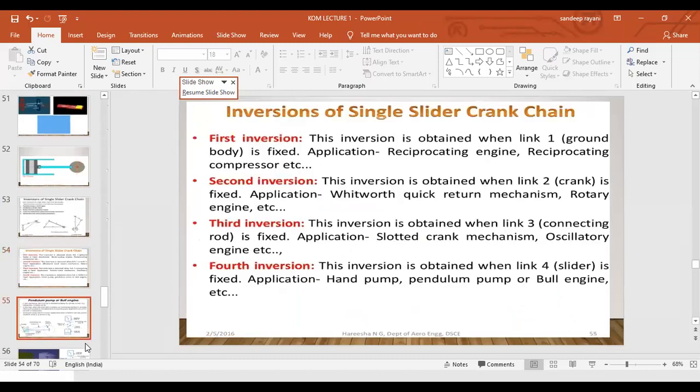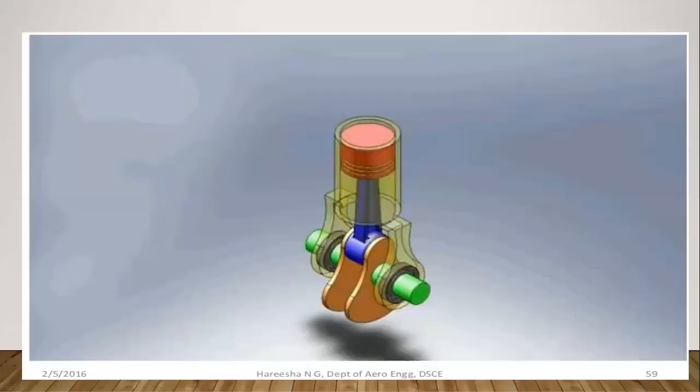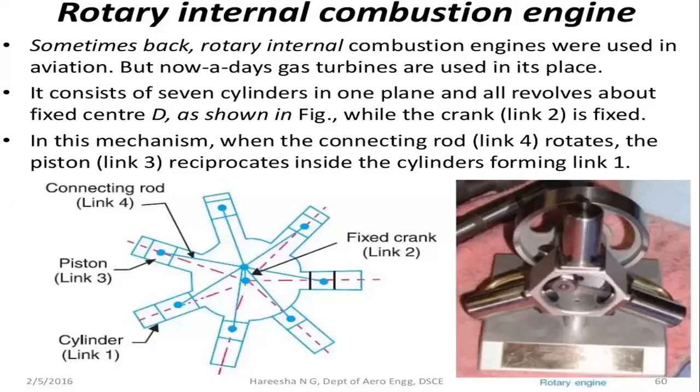Next mechanism is the rotary internal combustion engine mechanism. So generally these rotary internal combustion engine mechanisms are used for aviation purposes only, but nowadays gas turbines are also used in their place, so it has less use. It consists of 7 cylinders in one plane, which you can see in the picture also.